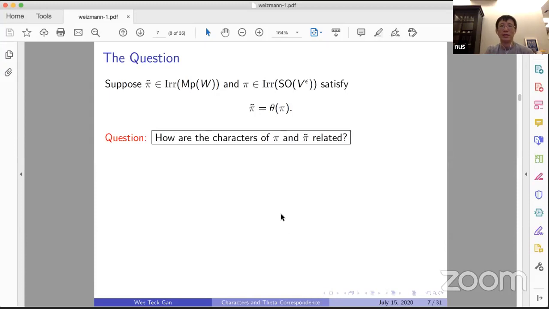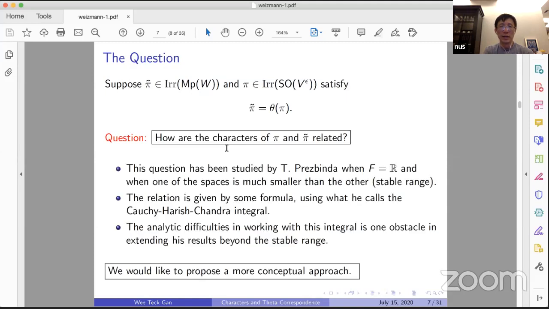So here's the question I want to discuss today. Suppose you take π and π tilde, and they are theta lifts of each other. So π tilde is the theta lift of π. The question I want to talk about today is how are the characters of π and π tilde related? I should mention that this question has been studied for a long time by Thomas Brechbinder. He has many papers related to this question, essentially over the case when F is Archimedean, and typically under the hypothesis that one of the spaces, V or W, is much smaller than the other.